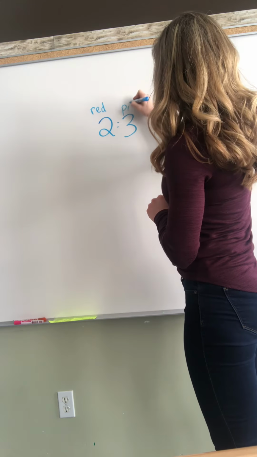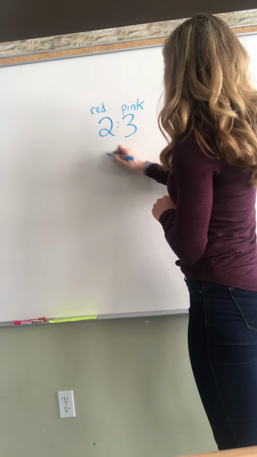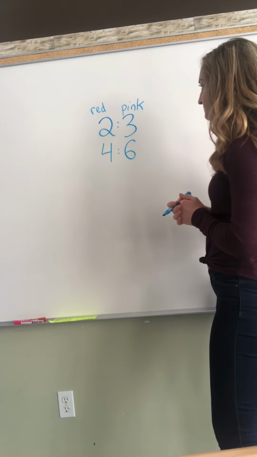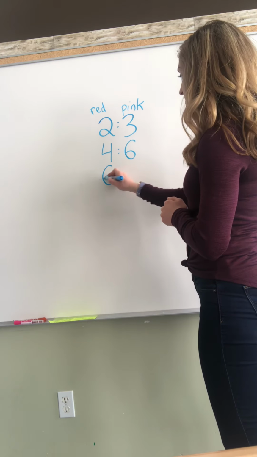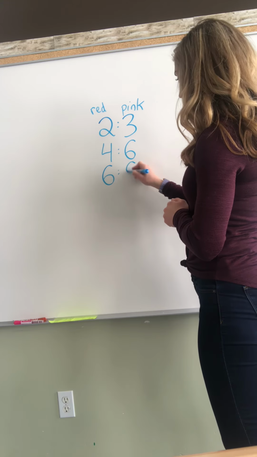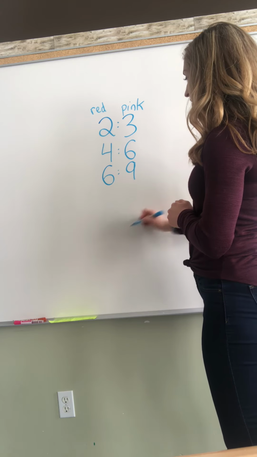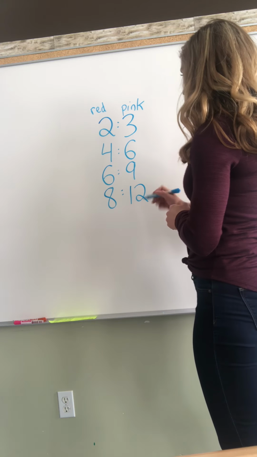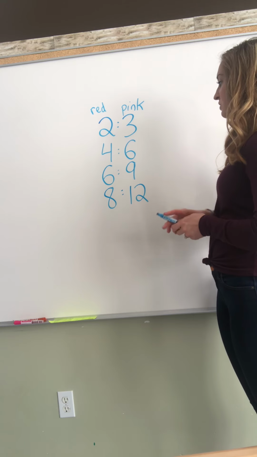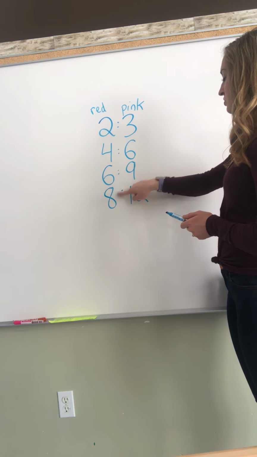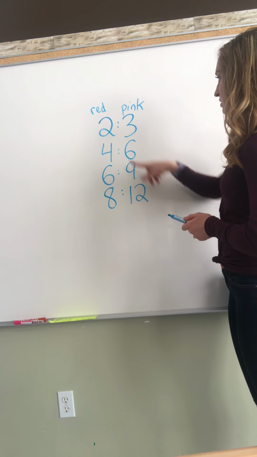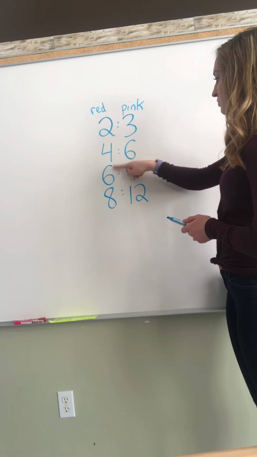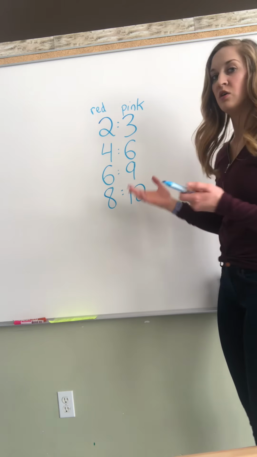Red, pink. So if I have 4 red balloons, I'm going to have 6 pink balloons. If I have 6 red balloons, I'm going to have 9 pink balloons. And if I have 8 red balloons, I'm going to have 12 pink balloons. Okay, notice here that this is going up by 2s, this here is going up by 3s. So if I double this, I have to double this. But then what happens here? Well, I'm not doubling all the time anymore.